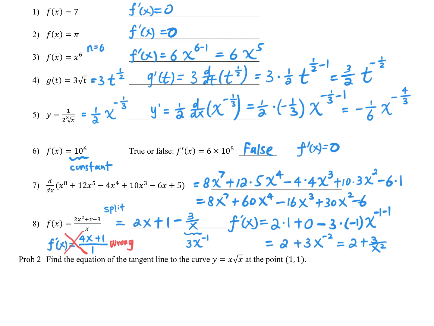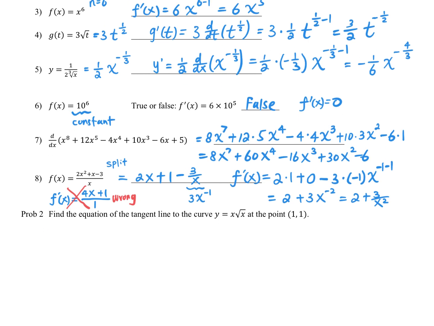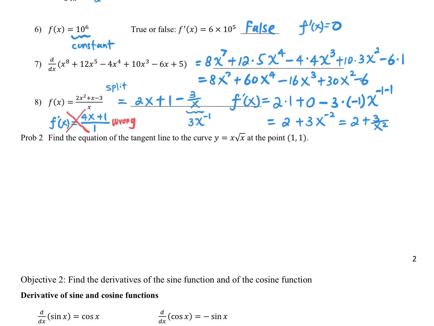Of course, after we learn the quotient rule, we can use the quotient rule on this function, but this actually is a little nicer, easier if you split it up into 3 terms. Next, let's take a look at one of the applications here. In this problem, we are given a function y equals x times the square root of x, and (1, 1) is a point on the curve of this function, and we want to find the equation of the tangent line to this curve at this point.